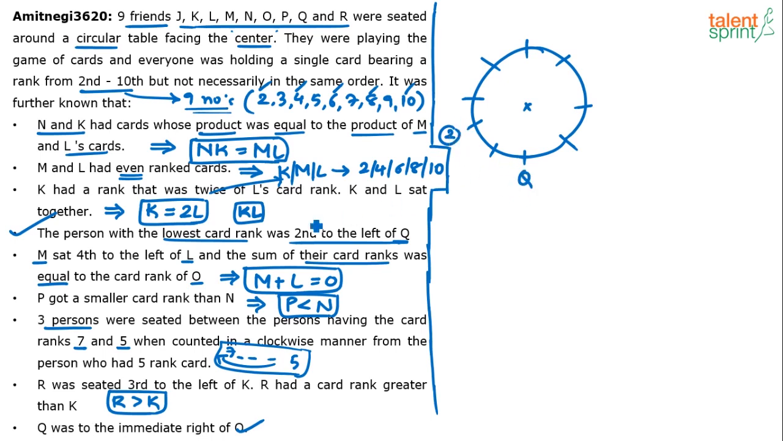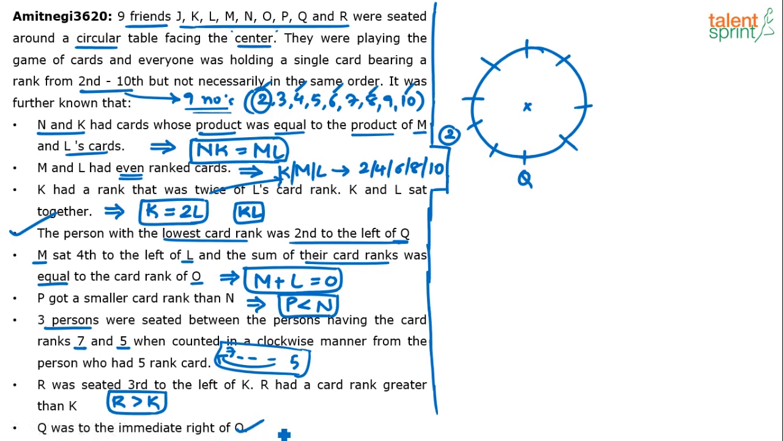Who was second to the left of Q? The person who was having the lowest card rank. The lowest card rank is 2. So 2 was second to the left of Q. So first and second to the left of Q. This point is done. Then last point, Q was to the immediate right of O.